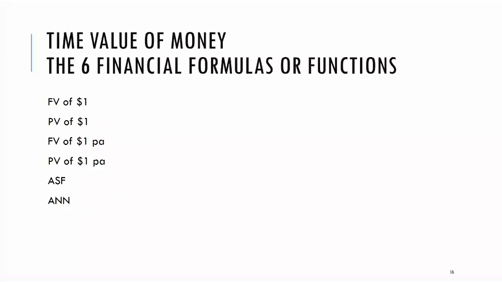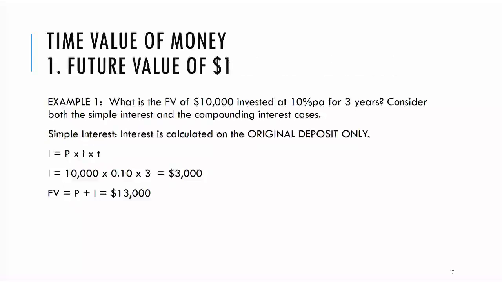So we will be talking about 6 formulas mainly in the subjects. Future value of $1, present value of $1, future value of $1 per annum, and present value of $1 per annum, and then we talk about annual sinking fund and then annuity.